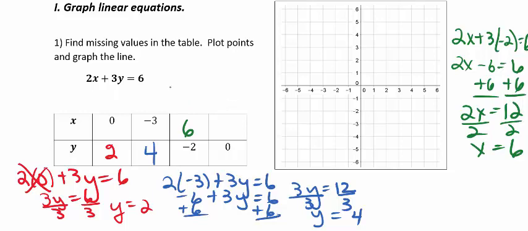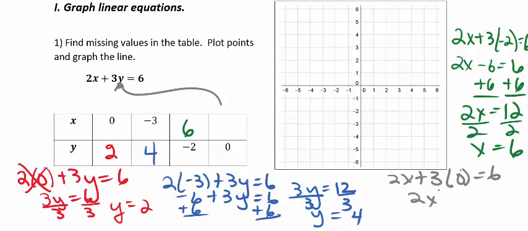Now we're going to substitute 0 in place of y, and we're going to get 2x plus 3, plugging in 0 for y, is equal to 6. Well, 3 times 0 is just 0, so this is gone. And then divide both sides by 2, and then x is equal to 3. So now we're ready to go ahead and plot all of these points.